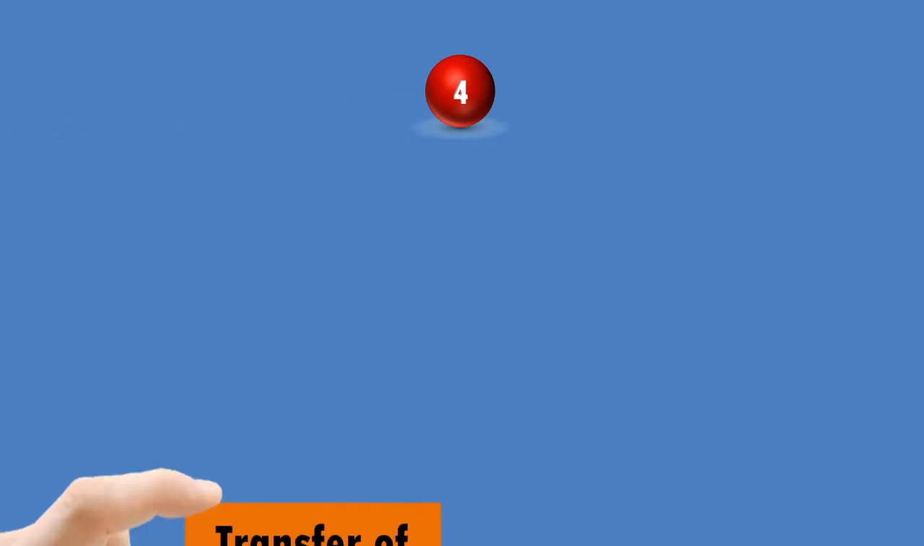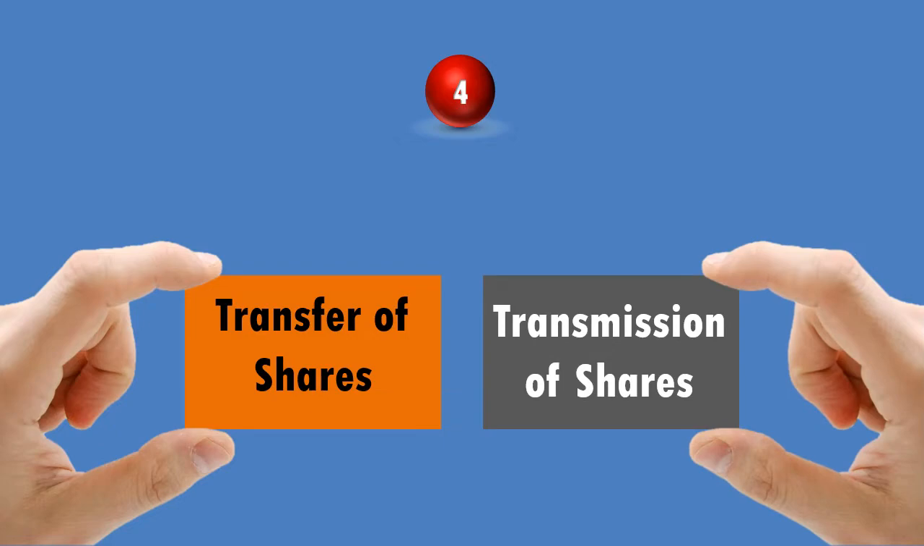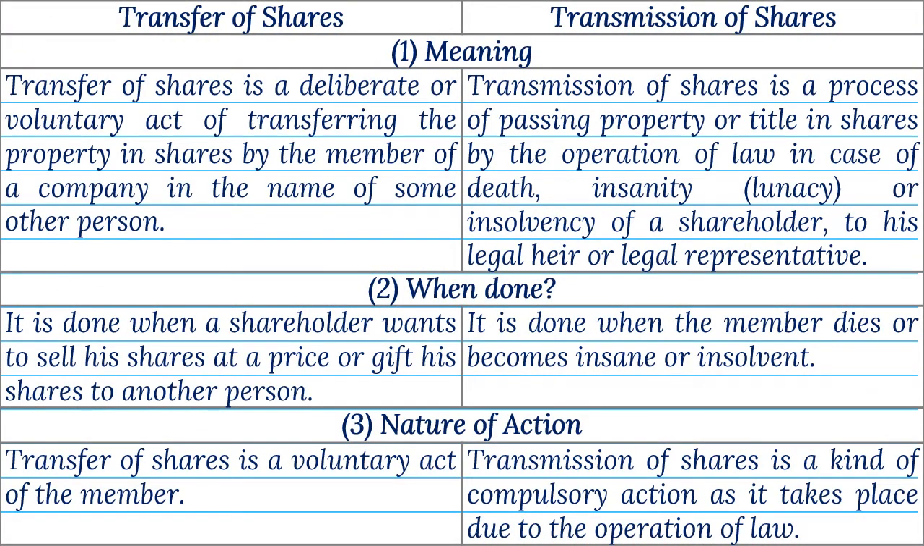4. Transfer of shares and transmission of shares. 1. Meaning. Transfer of shares is a deliberate or voluntary act of transferring the property in shares by the member of a company in the name of some other person.